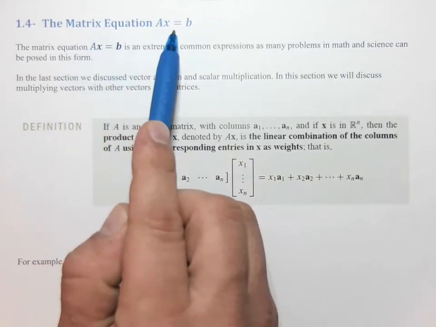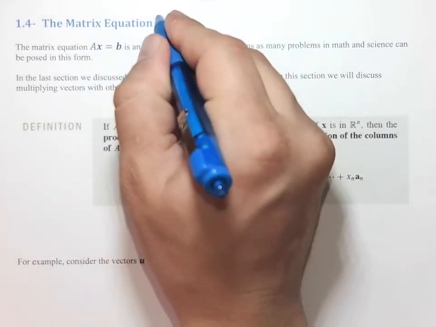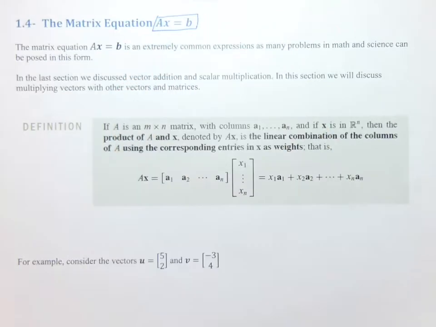We're going to talk about the matrix equation, Ax = b. And this particular equation, Ax = b, is really, really important because it's one of the most pervasive equations or representations in all of mathematics and science in general.